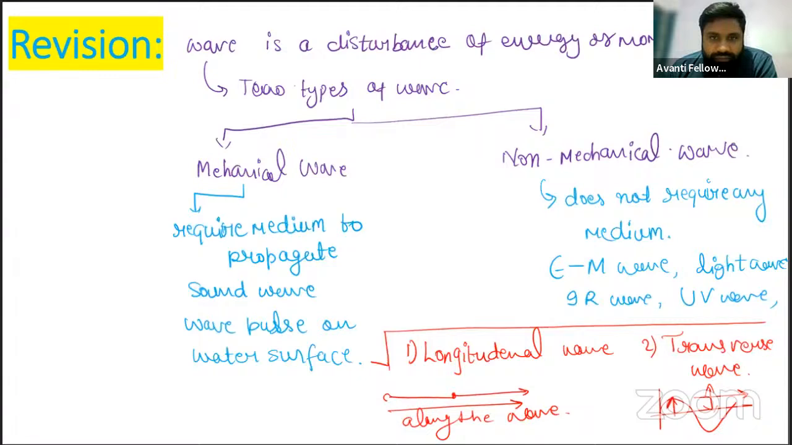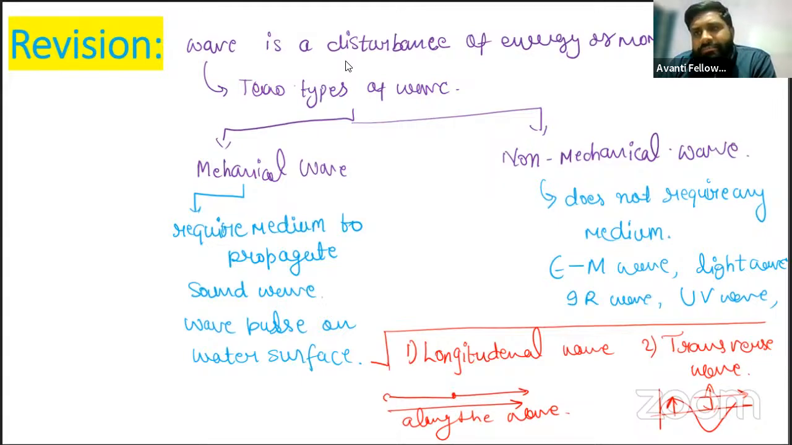Now to start with the revision, students of JNV ENM, we did what is a wave. Start with this: what is a wave? A wave is a disturbance of energy and momentum which travels from one place to another with the help of a medium or without the help of a medium. If it takes the help of a medium, then it is a mechanical wave. If it does not take the help of a medium, then it is a non-mechanical wave. Okay.